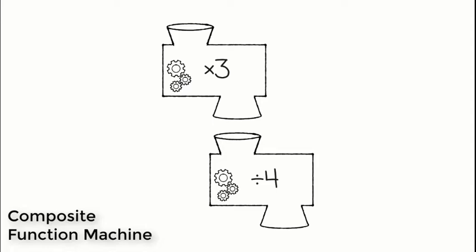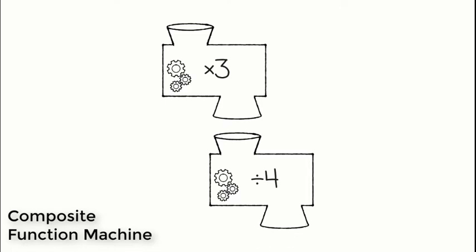Let's test them out. Our input is 4. We'll put that into the first machine. The machine runs, and the output is 12, because 4 times 3 is 12. Now the 12 falls into the next machine. That machine runs, and the output is 3, because 12 divided by 4 is 3.